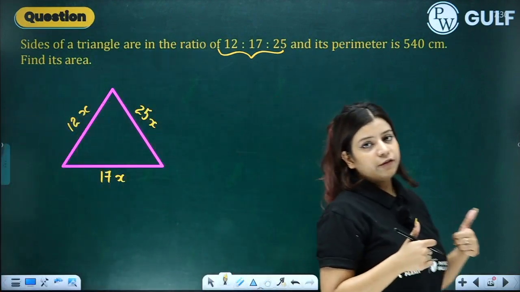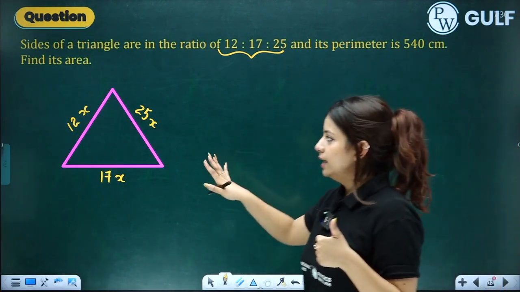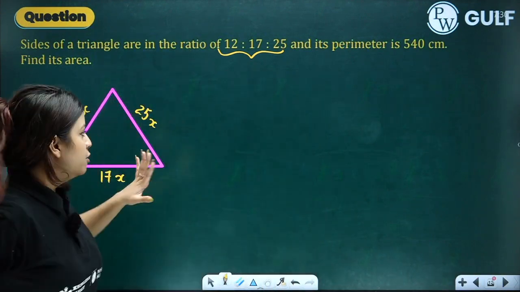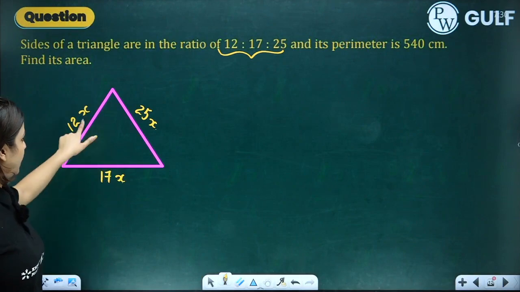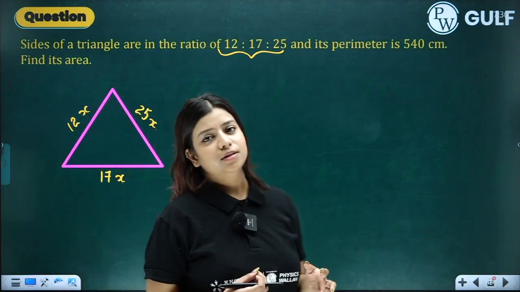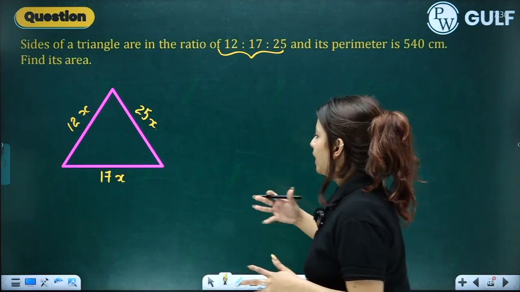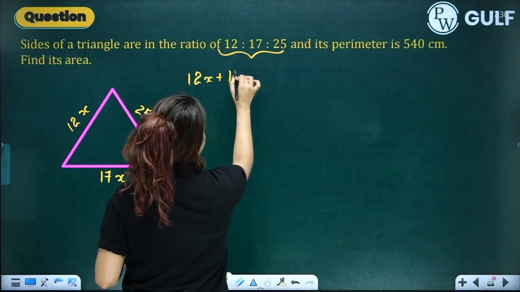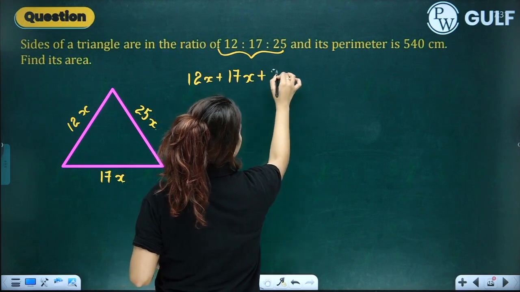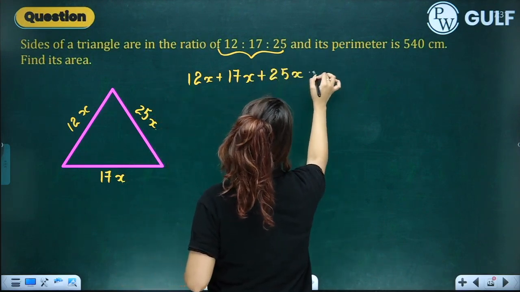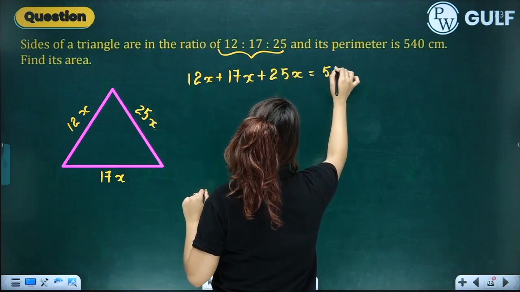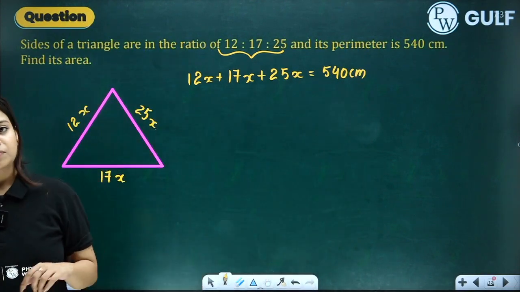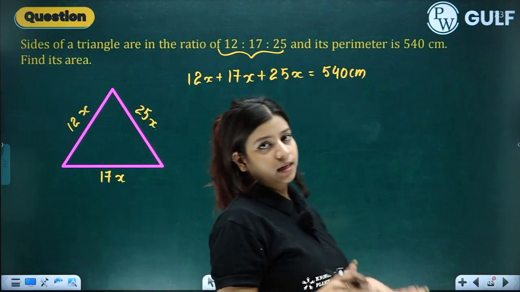Right? So the very first thing we did is to calculate the sides, and the perimeter is already known to us. First of all, we added this extra x. You can take any constant, you can take k, and then you can add these up, that is 12x plus 17x plus 25x gives you the sum, that is the perimeter, which is 540 centimeter in the question. Right? I hope this part is clear to everyone.